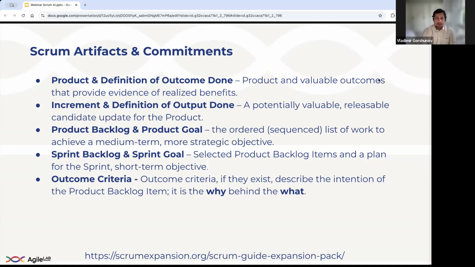That means that there is a product, and the product has impact on the customers. But at the same time, if we have an increment, we have a definition of output. So it's more of a technical definition of done, what done means by the team, but it doesn't always require a customer impact to be measured, right?